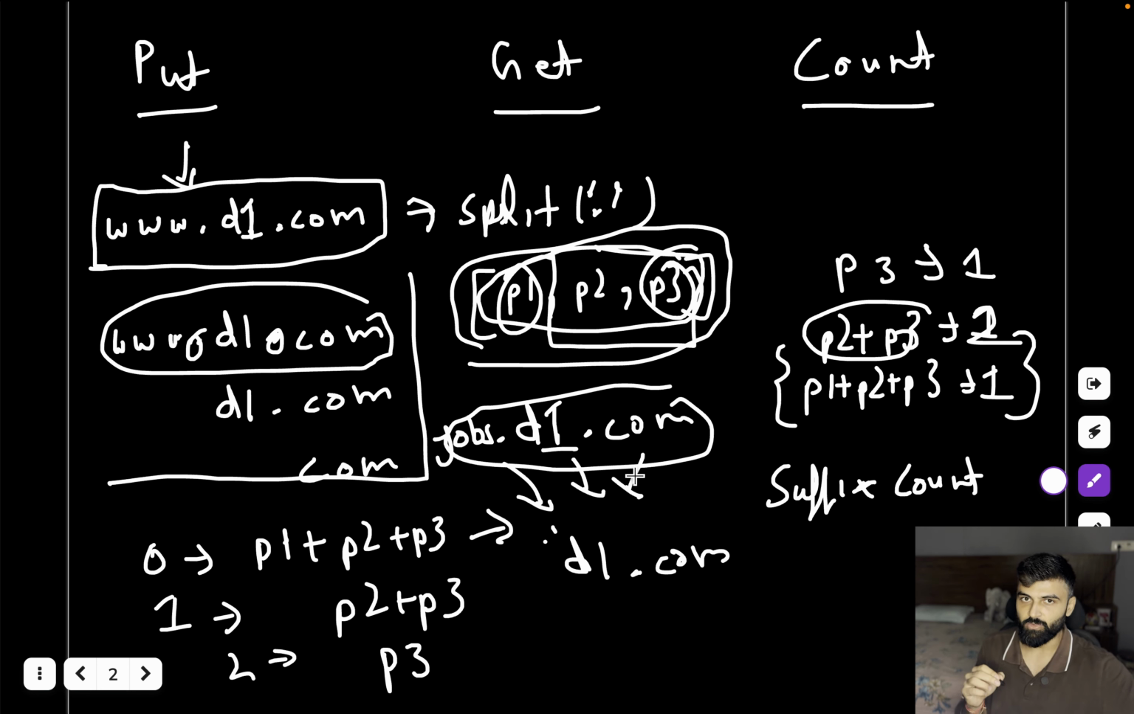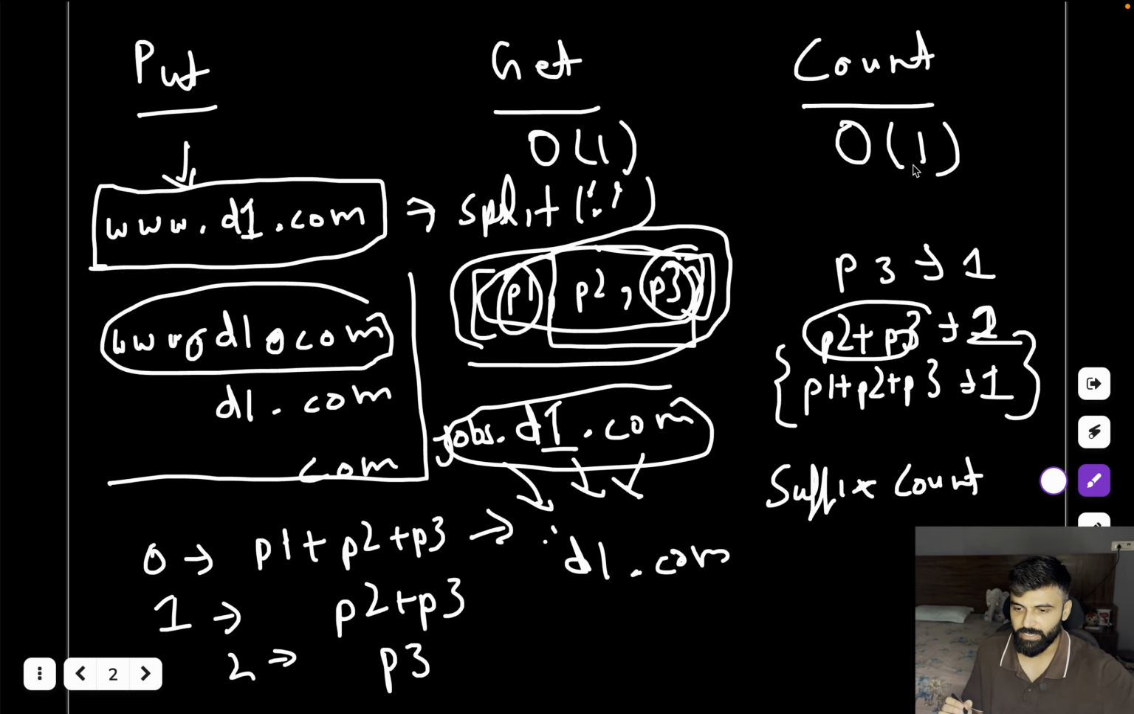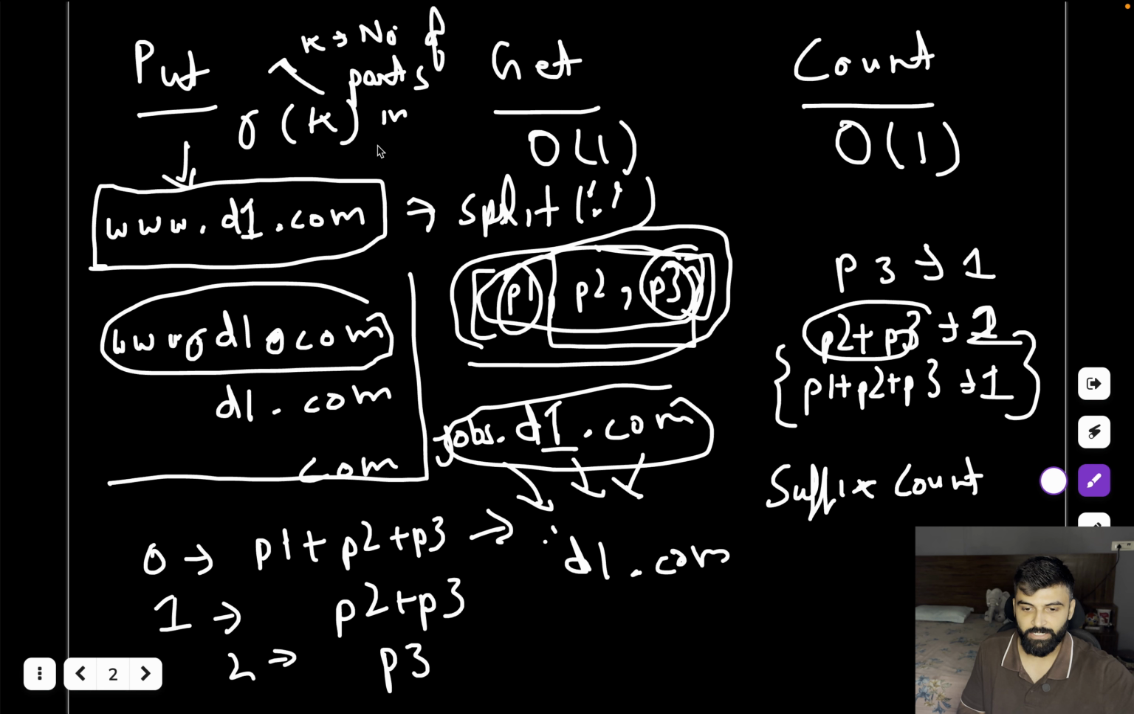We will store the suffix count in the suffix map in the put operation also, which means the time complexity for get will be the same. Time complexity for count will also be constant here, because we will get the suffix count from the map. And for the put operation, my time complexity will be O of k, where k is the number of parts in my domain. There can be a maximum of maybe 4 or 5 parts in any domain, so we can consider it constant time complexity for put operation also. So this is my optimized approach here.